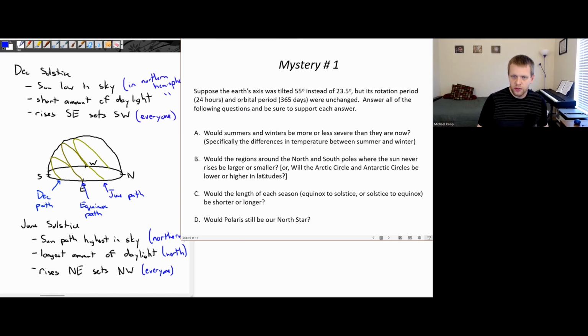So let's try two thought experiments. Suppose that Earth's axis was tilted by 55 degrees instead of 23.5 degrees, but its rotation period, the amount of time it takes to rotate, and its orbital period, 365 days, were unchanged. Look through these questions and see if you can predict how the seasons would change if, again, all we did was tilt Earth's axis more. So pause the video, try to work through these, and then we'll talk about them in just a moment.